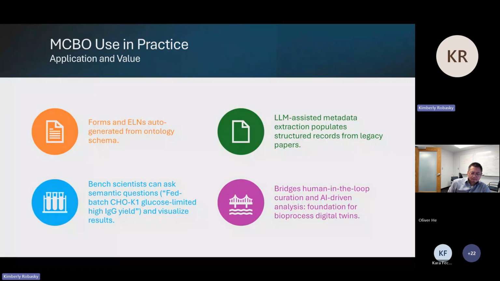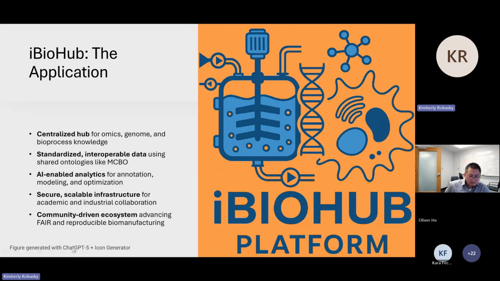This approach makes experimental data discoverable by concept, not just by keyword, supporting reproducible analysis, cross-lab comparison, and next generation of digital bioprocessing. MICBO provides the semantic specification that enables the automated ingestion, transforming legacy unstructured bioprocess data into machine-readable knowledge, and that foundation powers our iBioHub, a web-based platform that connects data, knowledge, and tools across mammalian cell biomanufacturing.